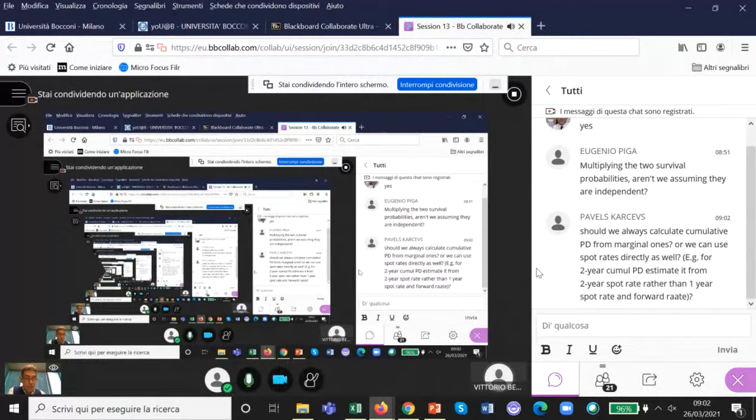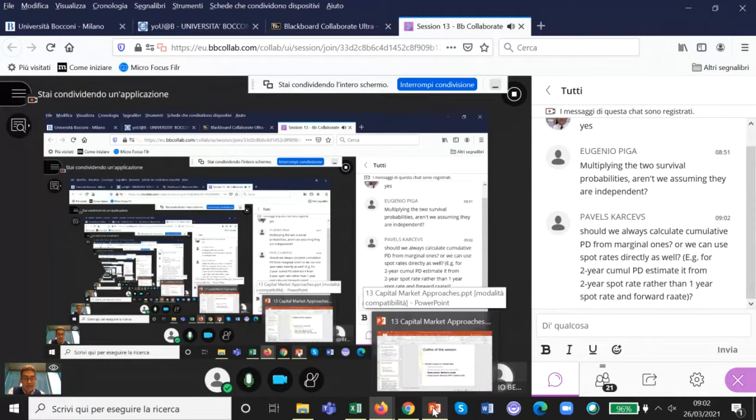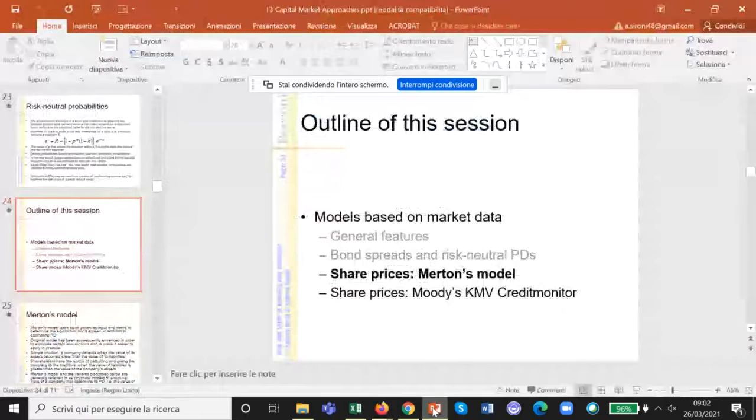Should we always calculate cumulative PDs from marginal ones, or can we use spot rates directly? No, that's a good question. We can also use cumulative PDs from the longer term spreads. Exactly as you mentioned, for a 2-year cumulative PD estimate, we can use the 2-year spread. That's correct. Yes, I just wanted to show you the components of those PDs, okay?